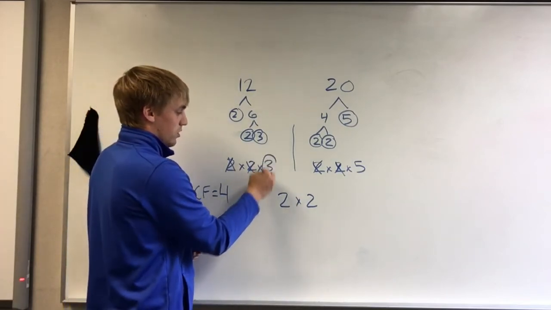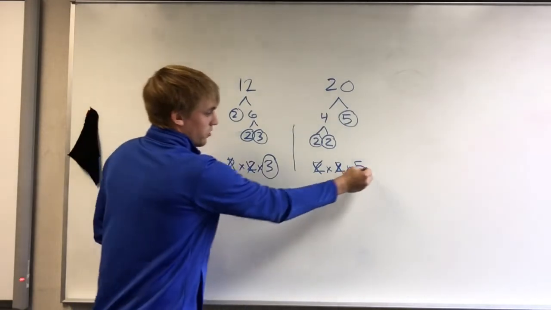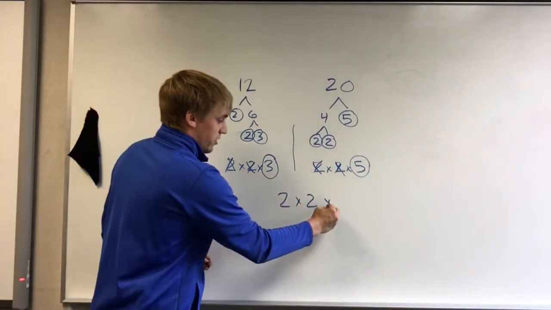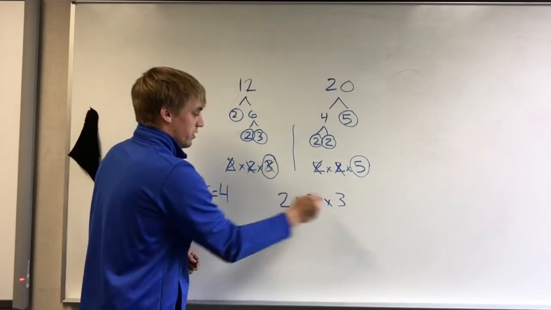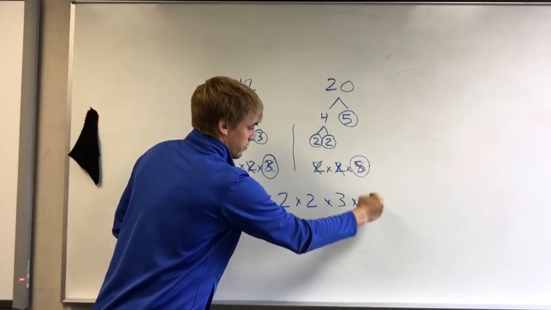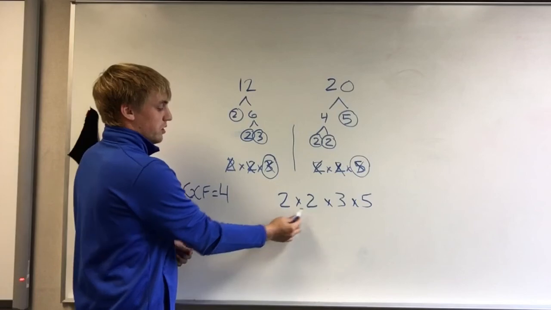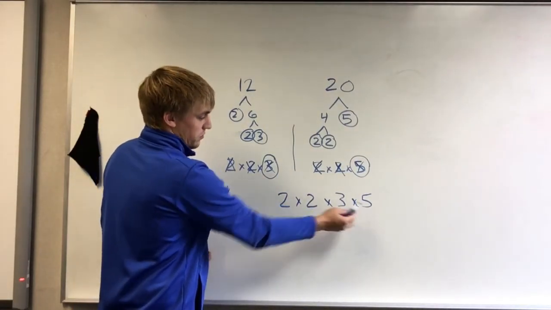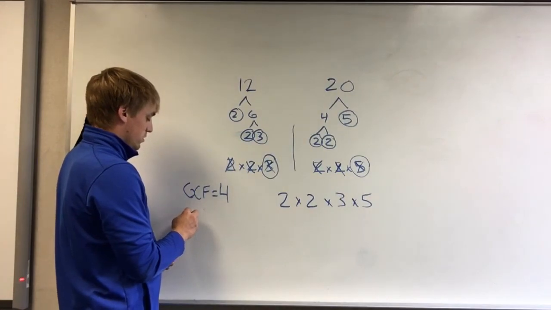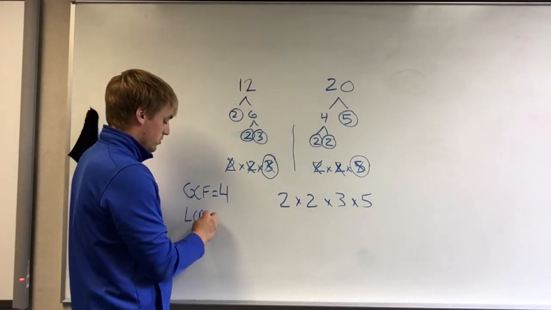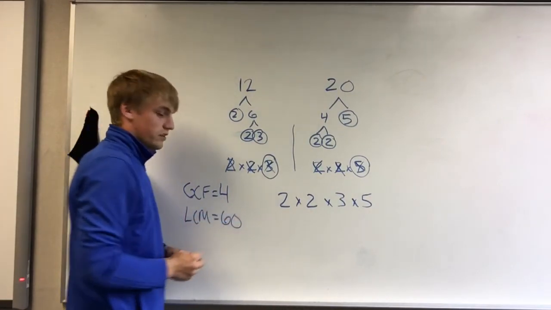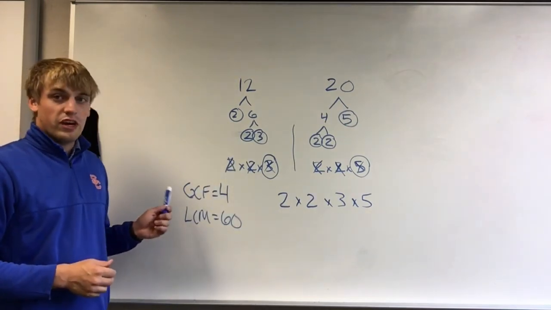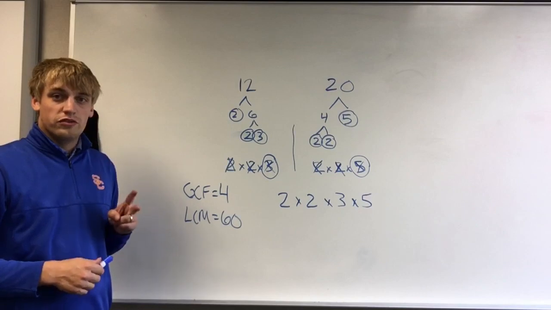And then to find the least common multiple, we circle the ones that we haven't used or crossed off, and we make sure to add those down here. So 3 and 5. So 2 times 2 is 4, times 3 is 12, times 5 is 60. So our least common multiple is 60. And that's how you find the greatest common factor and least common multiple of two numbers.